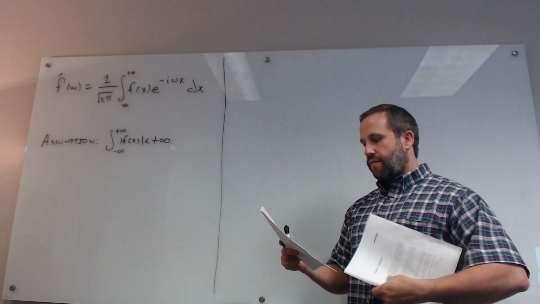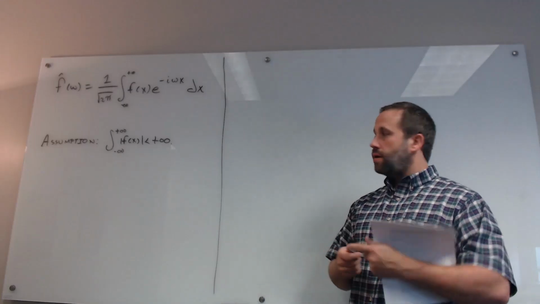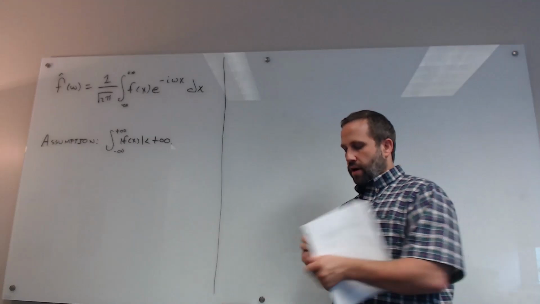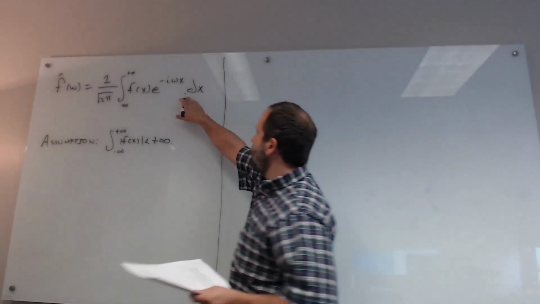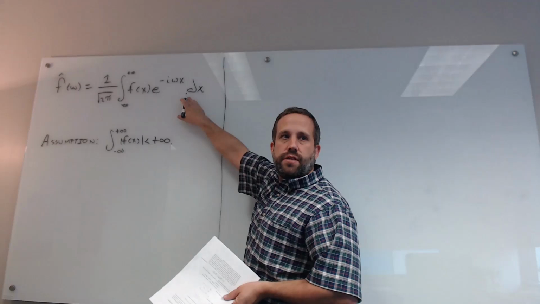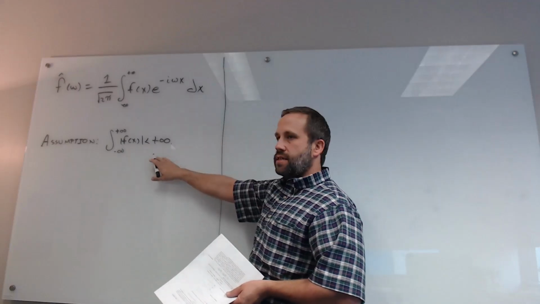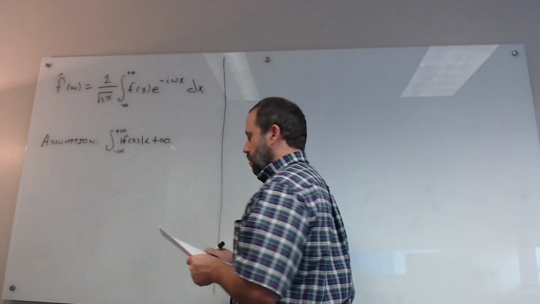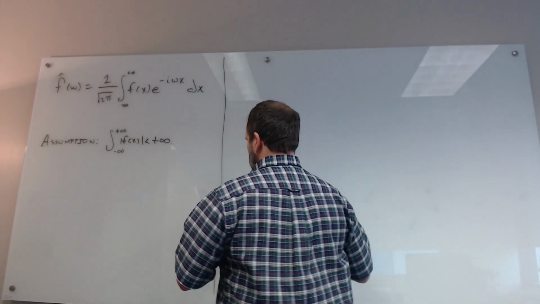Okay, so now what I want to do is actually compute the Fourier transform of an actual function. So this is the definition of the Fourier transform here, just so it's there for reference. And this is the assumption that f is absolutely integrable, meaning this. Okay, so we're going to look at this example.